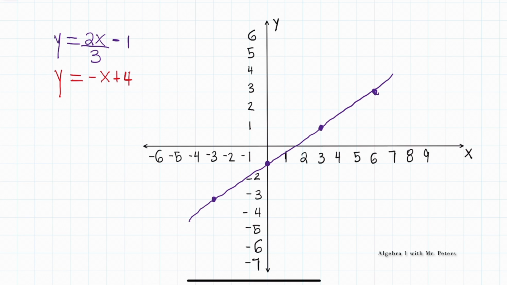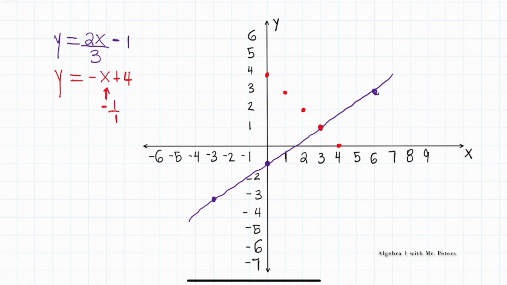Now our second line, just remember that our slope is negative. It's -1 over 1 for the rise over run. So after we plot the y-intercept at (0, 4), we're just going to go down 1 over 1 so that we could find other points on the line.